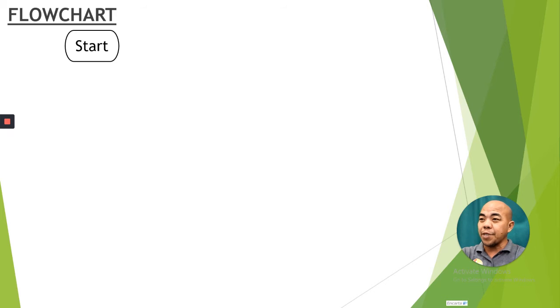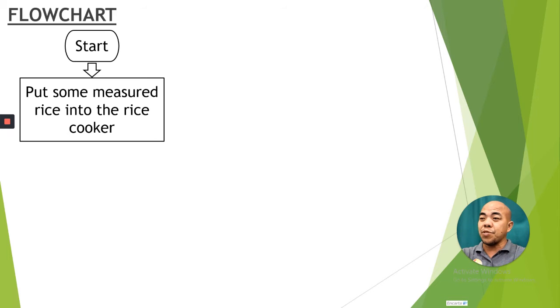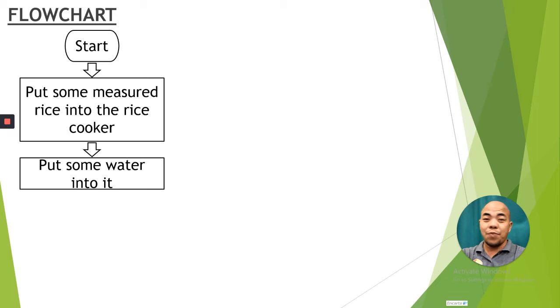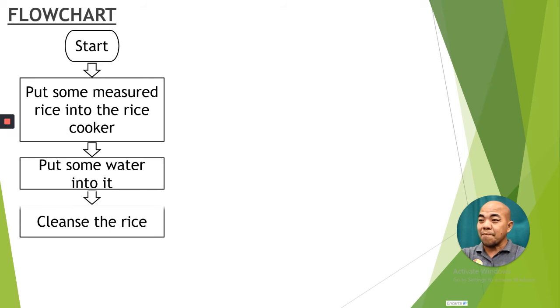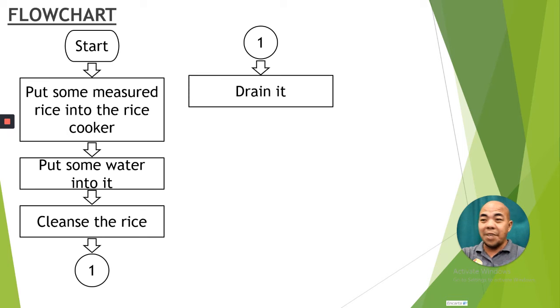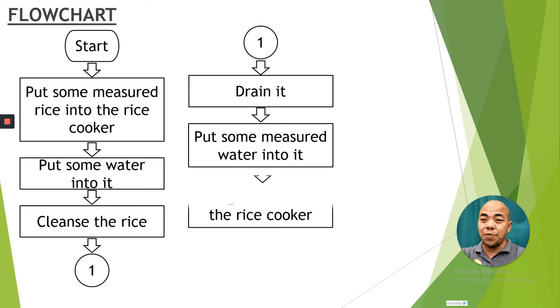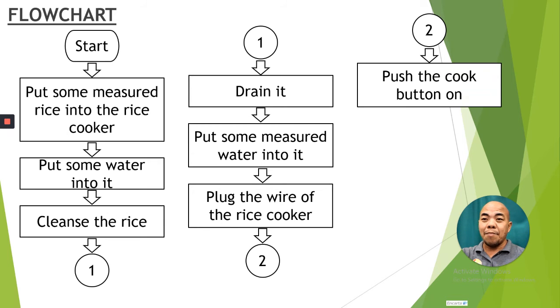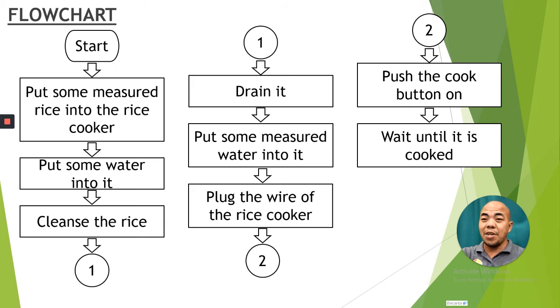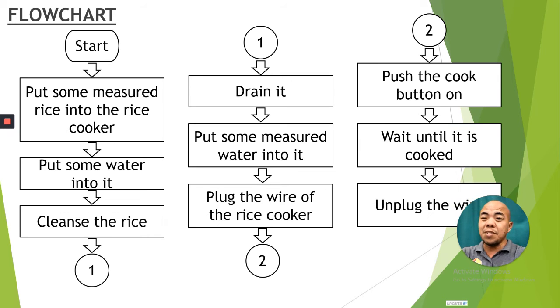So here, we have to start. After that, we have to put some measured rice into the rice cooker. Then after that, put some water into it. After that, cleanse the rice, then drain it, then put some measured water into it, then plug the wire, then push the cook button. After that, wait until it is cooked, and once it is cooked, unplug the wire and stop.